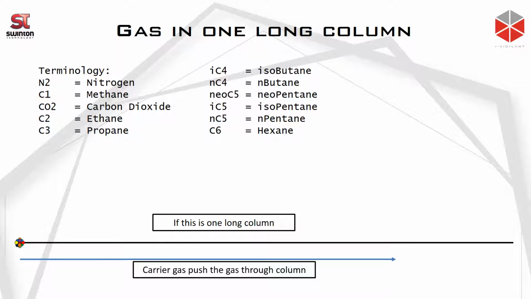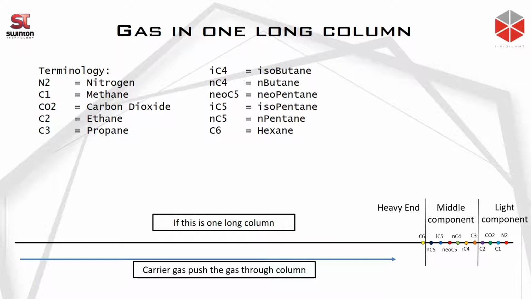So let's say we have one gas that travels across one column. If we add carrier gas to push the gas through the column, the gas will travel something like that. As we can see, nitrogen, as the lightest component, will go fastest, followed by C1, and it goes to the heavier end depending on the weight of the gas itself. We term the light components as nitrogen all the way to ethane, then the middle components will be propane to n-pentane, and then the heavy end will be the C6 plus, or hexane and above.